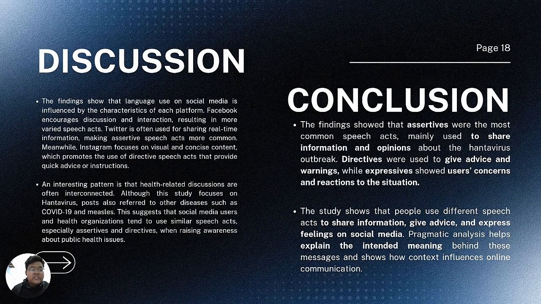And then this is the discussion. The findings show that language used on social media is influenced by the characteristics of each platform. Facebook encourages discussion and interaction, which is true, resulting in more varied speech acts. Twitter is often used for sharing real-time information, making assertive speech acts more common. Meanwhile, Instagram focuses on visual and concise content, which promotes the use of directive speech acts that provide quick advice or instruction.